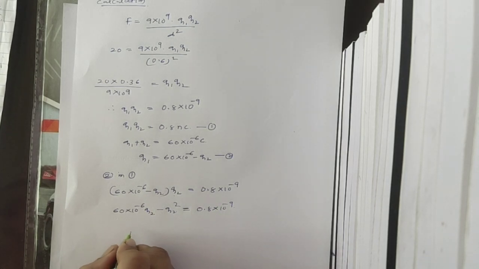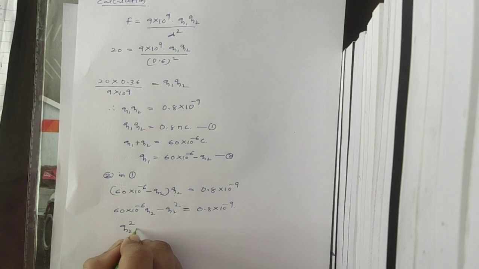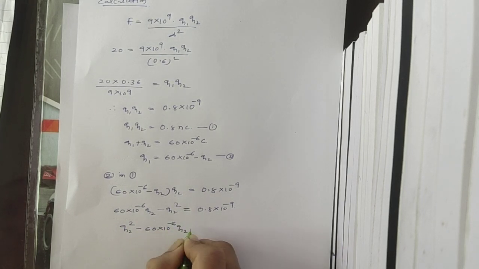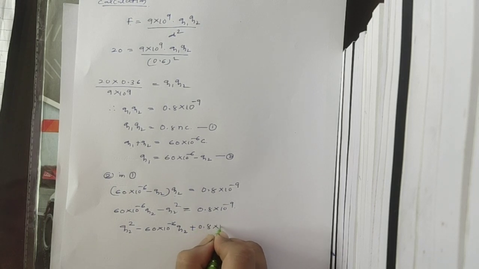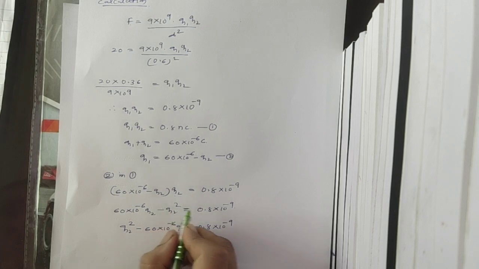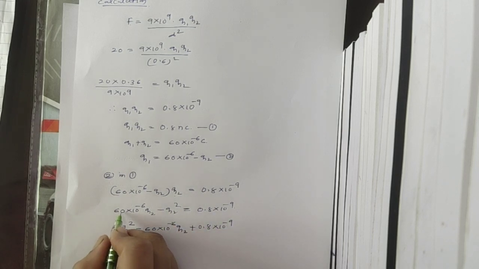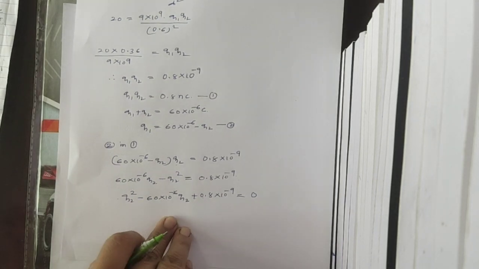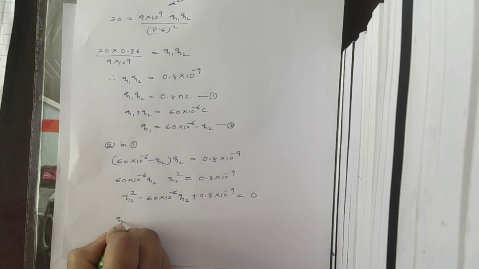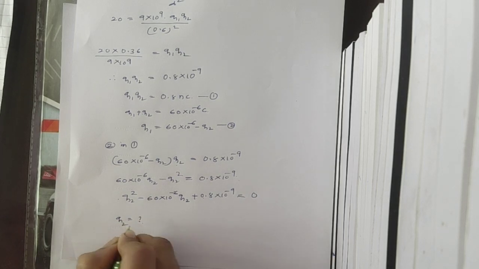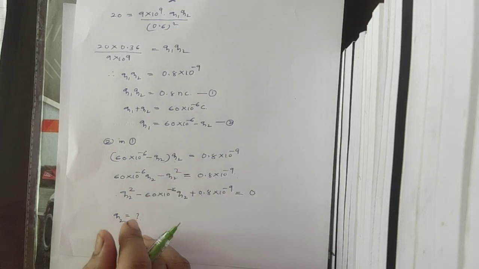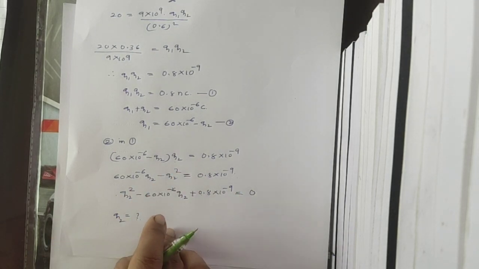Take this to one side: Q2 square minus 60 into 10 to the power minus 6 Q2 plus 0.8 into 10 to the power minus 9 equal to 0. The sign changes when it goes to the other side. Now this is a quadratic equation. You solve it and you will get Q2. Substitute in either equation 1 or 2 and you will get Q1. So this is homework.